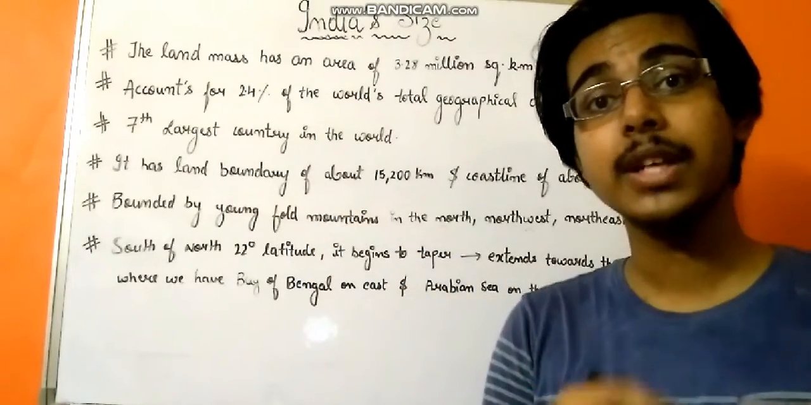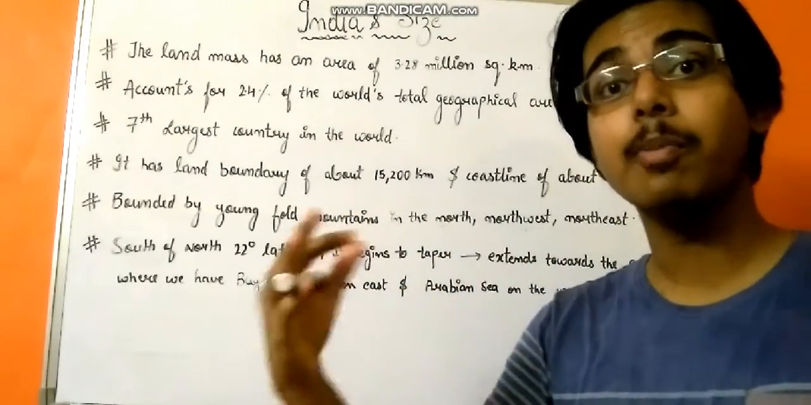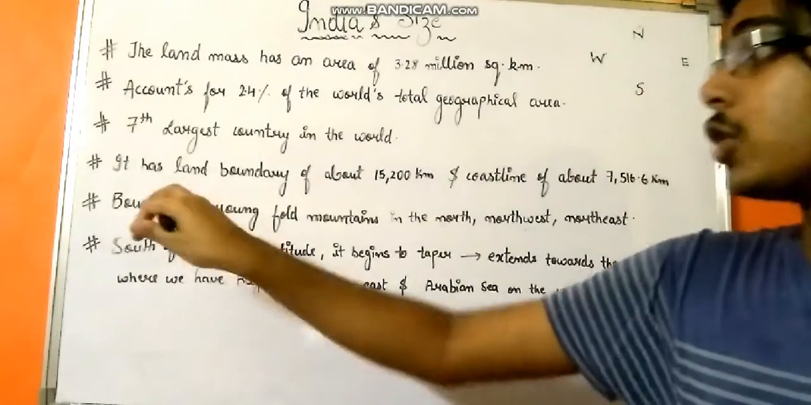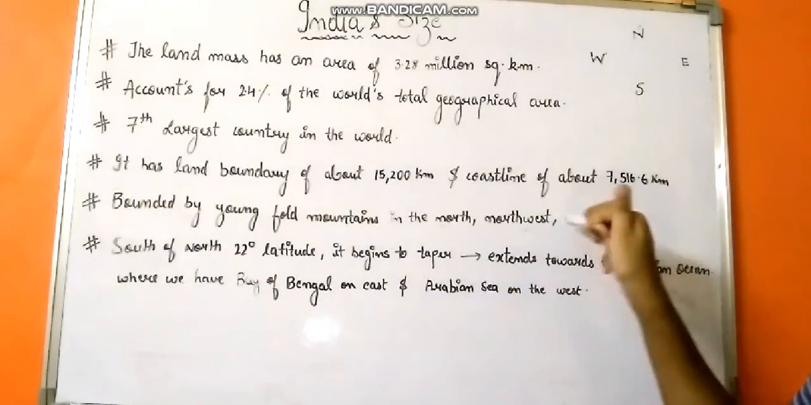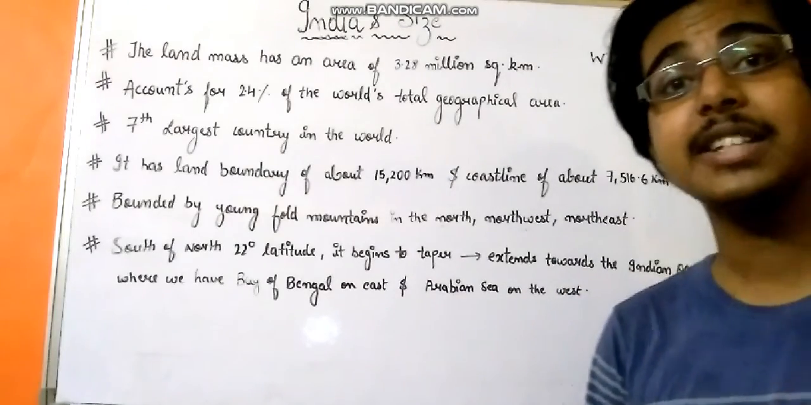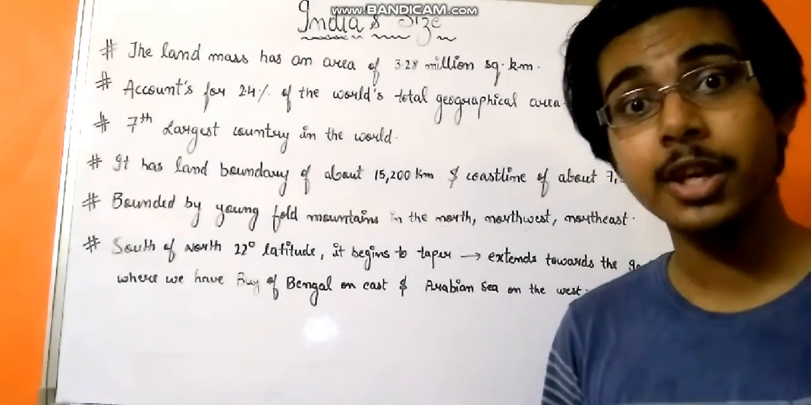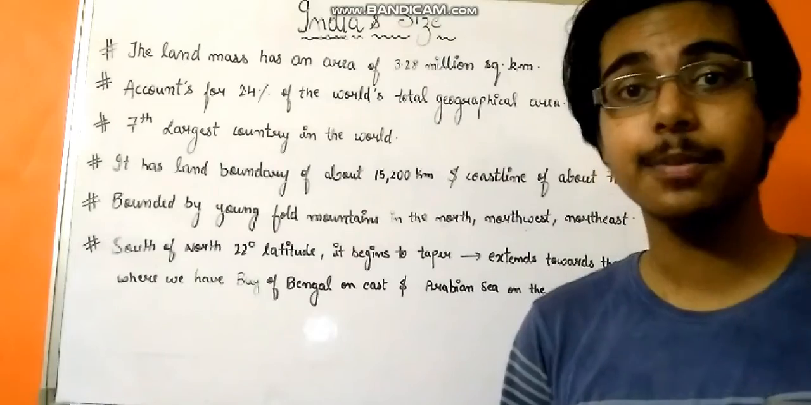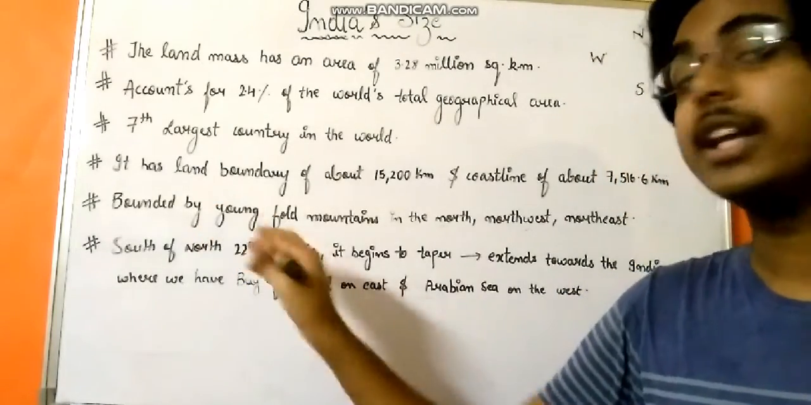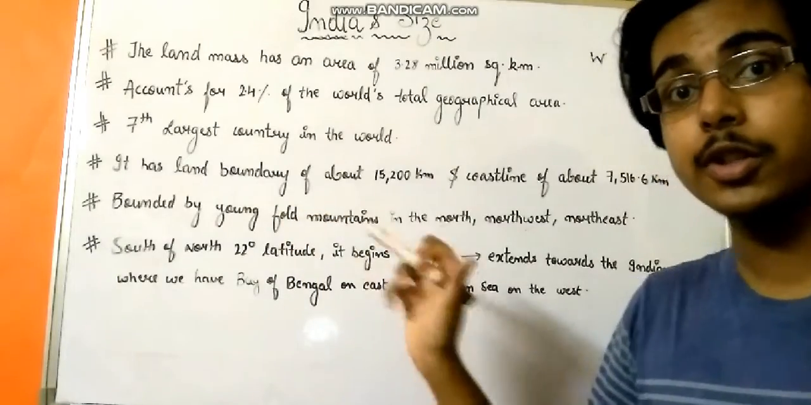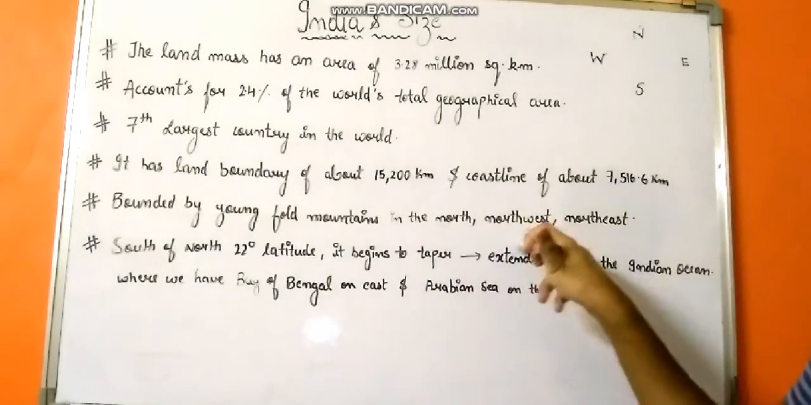Now India, if you look at the physical map of India, you would probably see that towards the north, northwest and the north side, we have lots of mountain ranges. India is bounded by young fold mountains in the north, northwest, northeast. One of the best examples of the young fold mountains, you must have studied this in your lower classes, what are young fold mountains. So the Himalayas is one example of young fold mountains. They are spread towards the north, northwest and northeast.